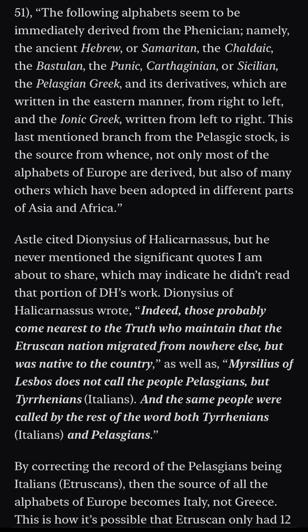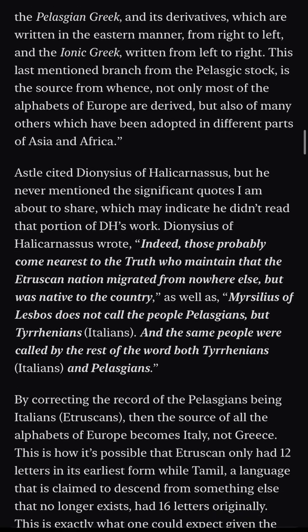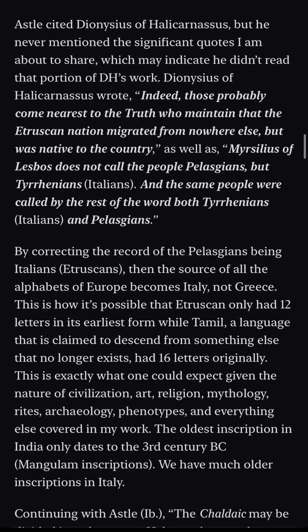This last mentioned branch from the Pelasgic stock is the source from whence not only most of the alphabets of Europe are derived, but also of many others which have been adopted in different parts of Asia and Africa." Astle cited Dionysius of Halicarnassus, but he did not bring up the significant quotes I am about to share, which may indicate he didn't read that portion of DH's work.